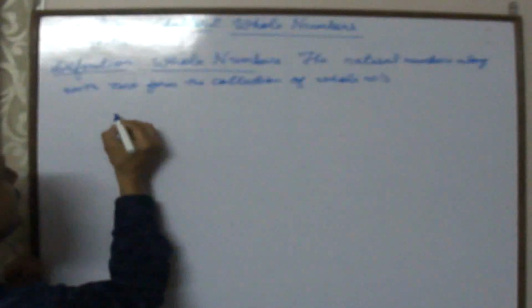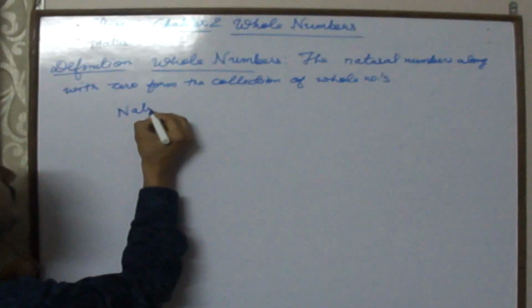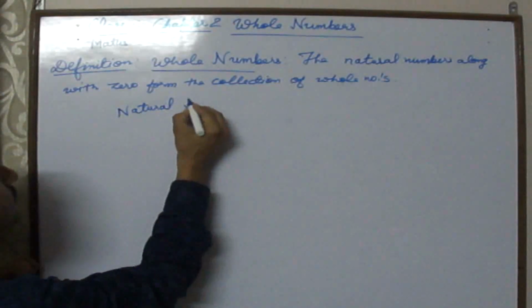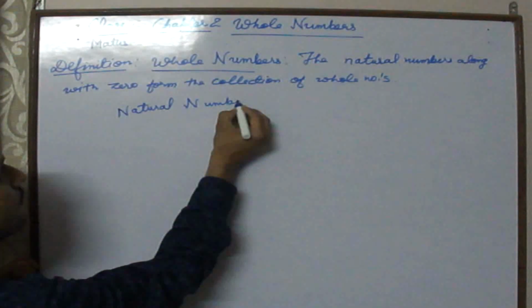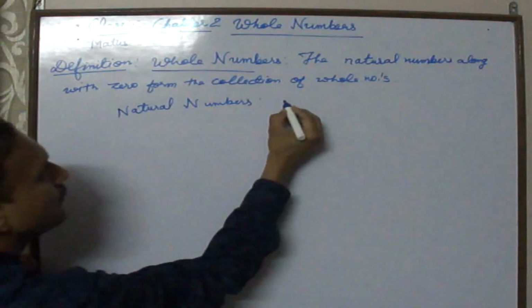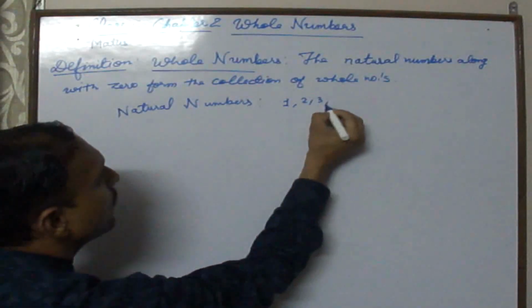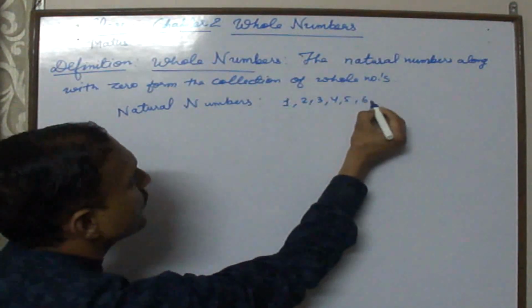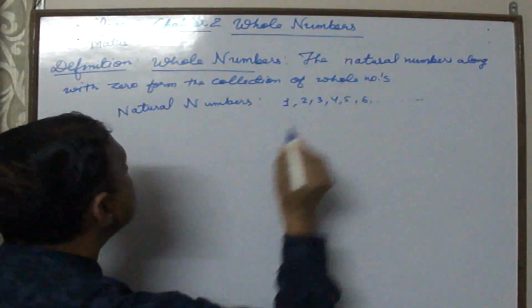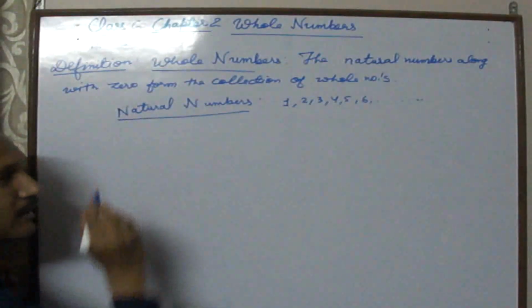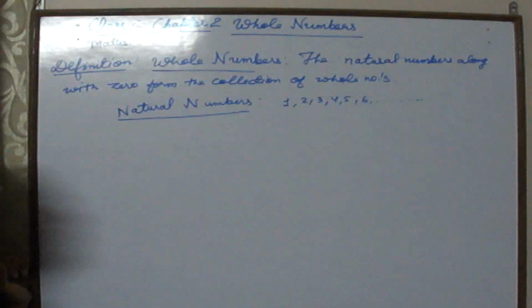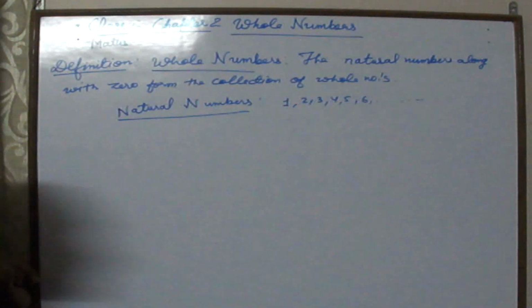So natural numbers, we know natural numbers. What are natural numbers? Natural numbers start from 1, 2, 3, 4, 5, 6 and so on. These are natural numbers, as we have studied in the previous class. They are also known as counting numbers.